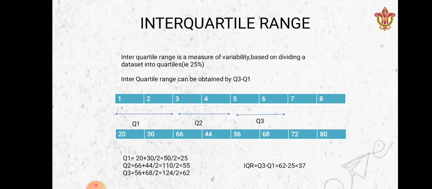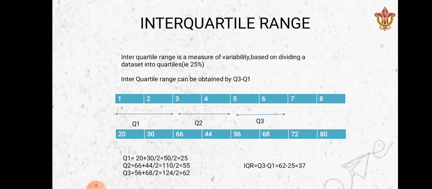Coming on to interquartile range. Interquartile range is a measure of variability based on dividing a data set into quartiles. So what basically we need to do, we need to group them into quartiles. For grouping them into quartiles, I need to divide it into 25% categories. For example, the total number of elements in this particular example is 8. So 25% of 8 will be 2 elements. So in one group there will be 2 elements.